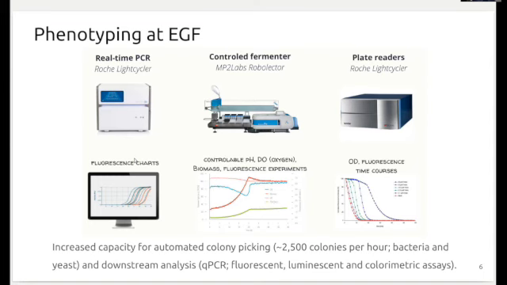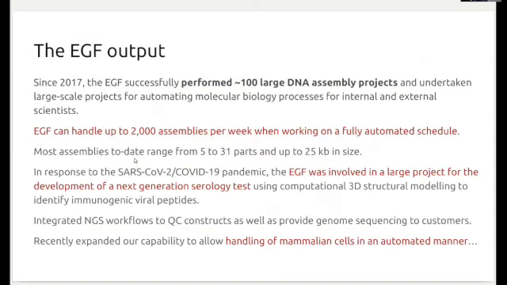And I just wanted to give you a little introduction here on the output of what we have and can do. In the past 5 years, we have successfully performed 100 large-scale DNA assembly projects. And the EGF platform itself is a really high-throughput assembly platform that can handle thousands of assemblies per week. So our challenge is more to find customers and get them to think big and large-scale rather than actually executing and performing the procedures. We participated in the COVID project during the pandemic, where we developed the next generation serology test.